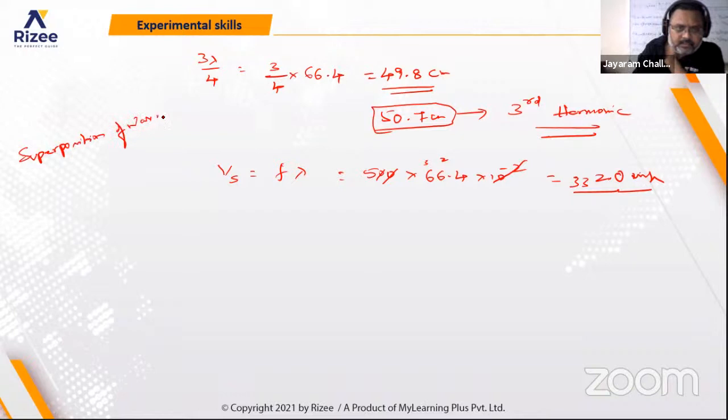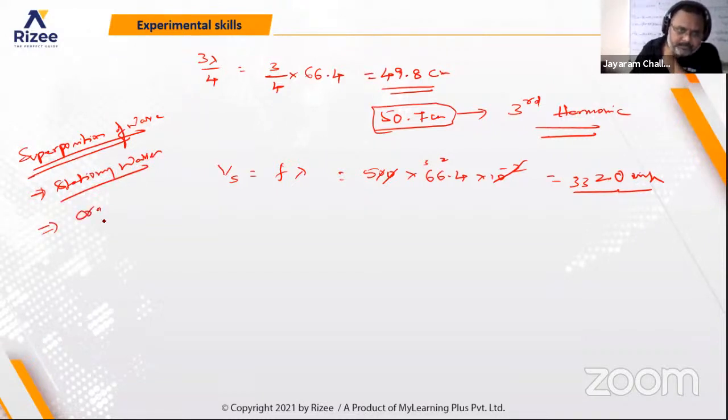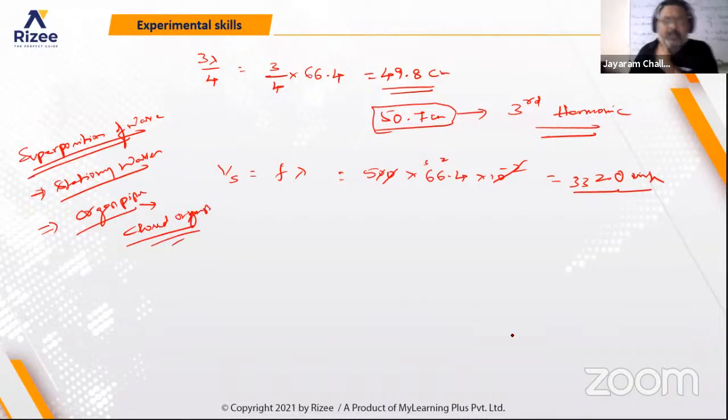Superposition of waves. In the superposition of waves, there is the concept of stationary waves. Stationary waves are dealt with under organ pipes. Under organ pipes, it comes under the closed organ pipe. Okay, so the resonance air column apparatus is a closed organ pipe.